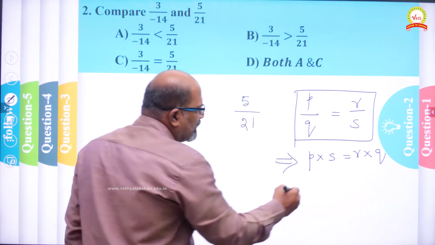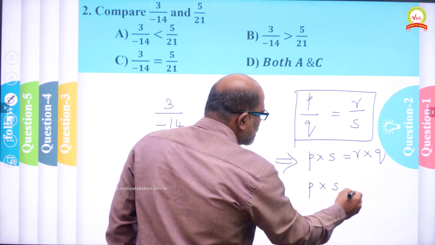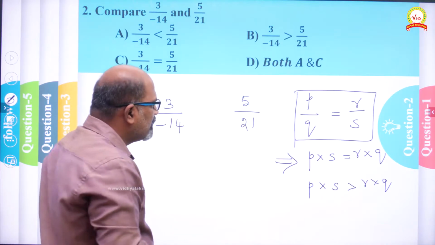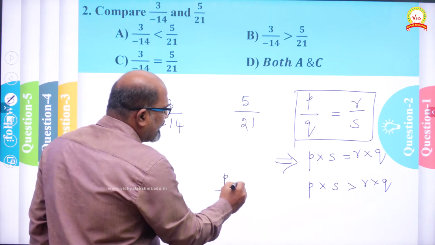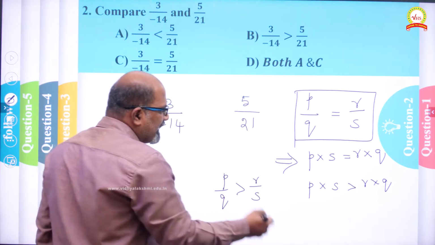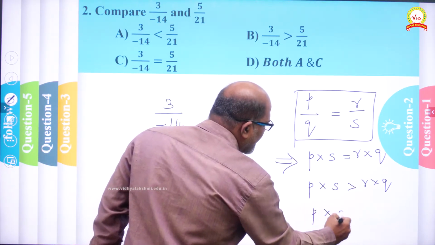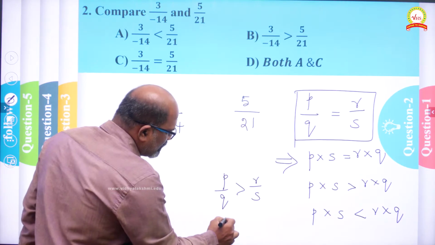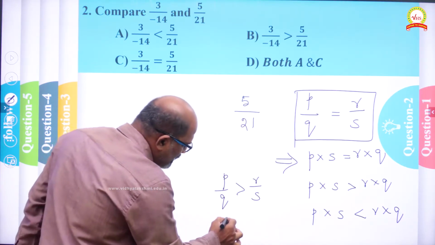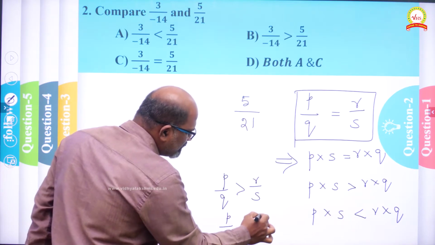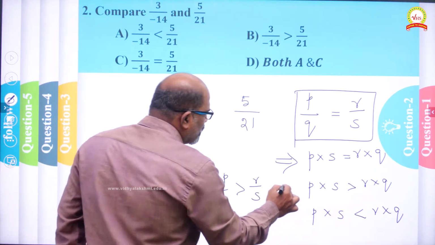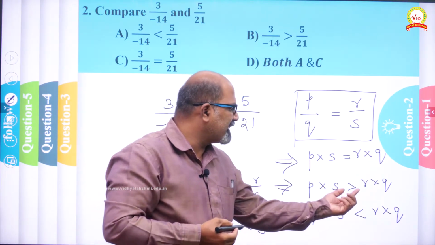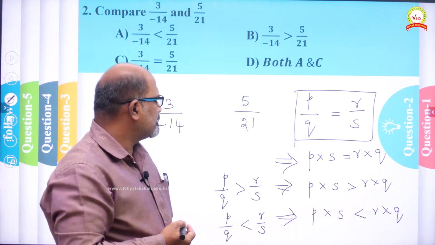In the same way, if P into S is greater than R into Q, then P by Q will be greater than R by S. On the other hand, if P multiplied by S is lesser than R multiplied by Q, then yes, P divided by Q is lesser than R divided by S. So we can extend this property to the other two cases, comparison in the greater than and lesser than cases also.